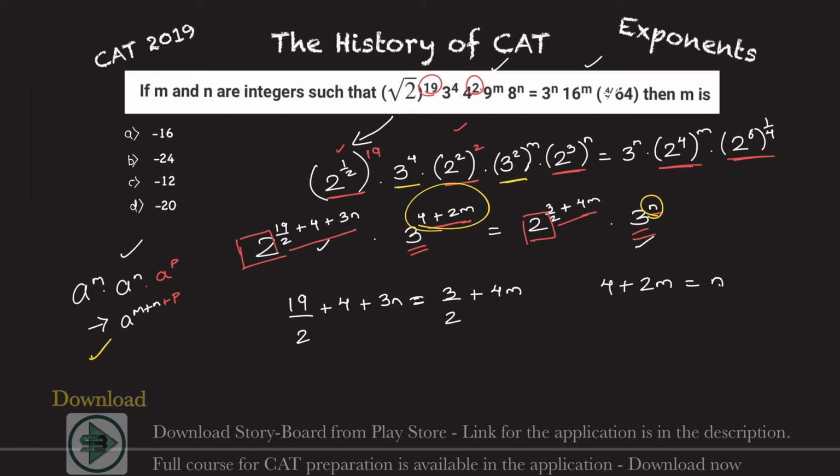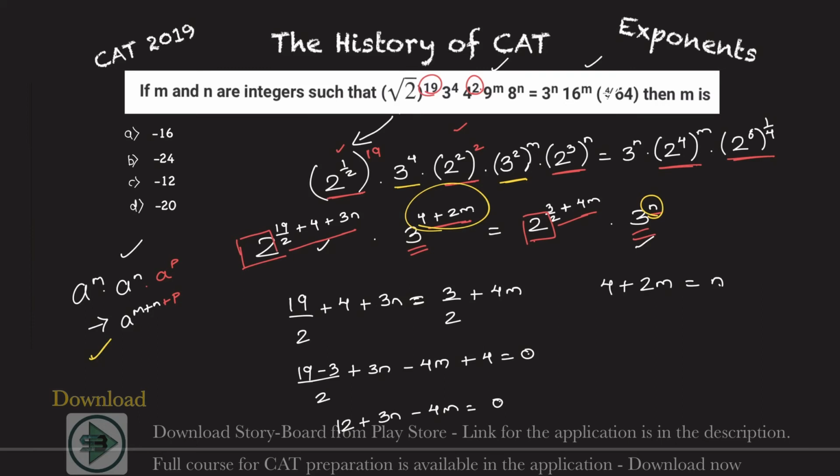So what do I get from this now? 19 by 2 minus 3 by 2, so 19 minus 3 by 2, plus 3n minus 4m, plus 4 is equal to 0. So this becomes 19 minus 3, 16. 16 divided by 2 is 8. 8 plus 4 is 12. So this turns out to be 12 plus 3n minus 4m is equal to 0.